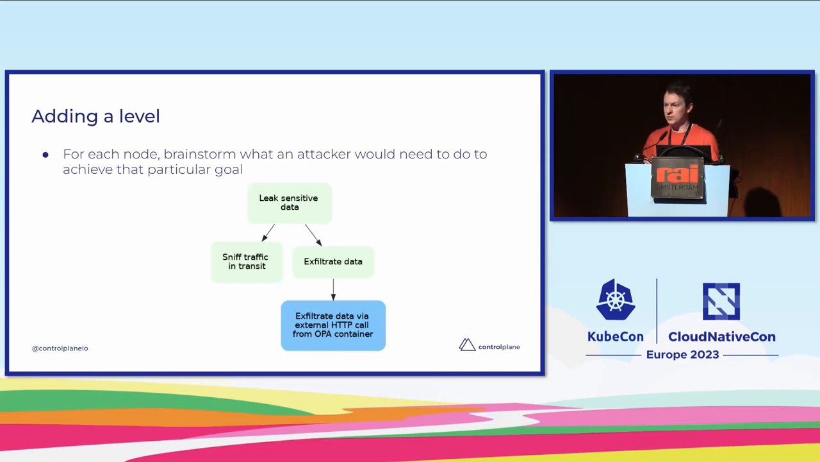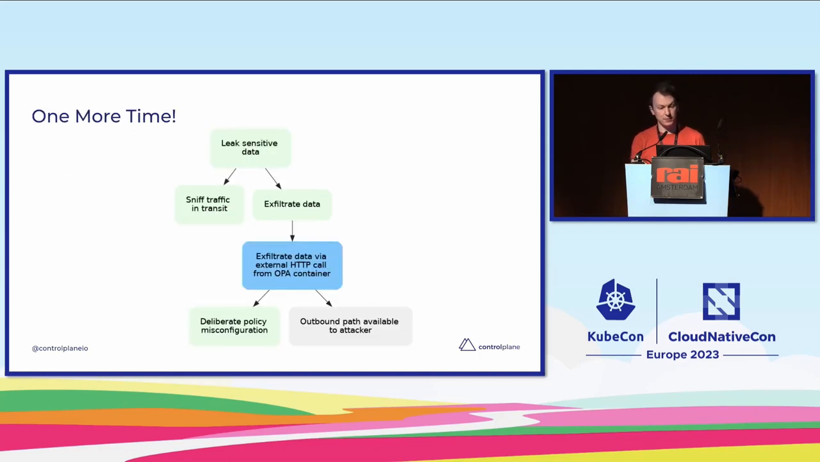So why don't we just try spitting out data from the OPA container itself? Why don't we try and exfiltrate data via HTTP calls from the OPA container to an attacker-controlled service and exfiltrate data from our database? What would an attacker need to be able to carry this out? They would need an outbound path available to them. So this is a blue node, so it's an AND. And they also would need to be able to deliberately misconfigure the policy to spit out data in this way.